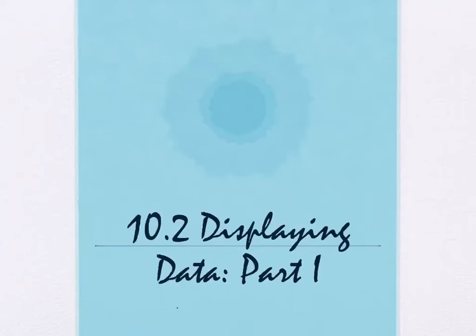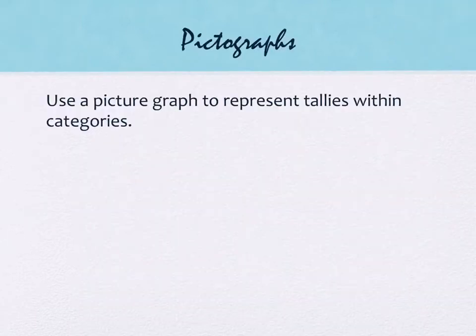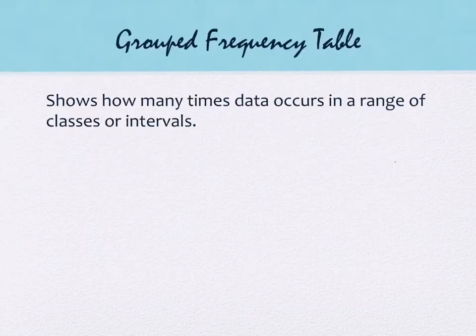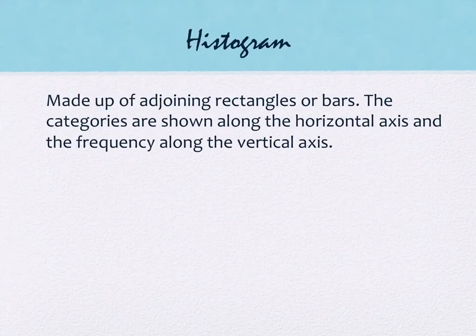All right, so we're going to finish section 10.2 today, and you had taken a look at a number of different types of displays of data, and the display of data that we're going to pick back up with today is called a histogram. A histogram is made up of adjoining rectangles or bars. The categories are shown along the horizontal axis, and the frequency is along the vertical axis.